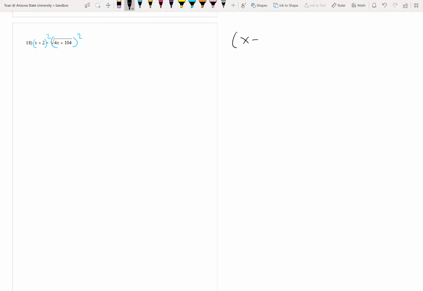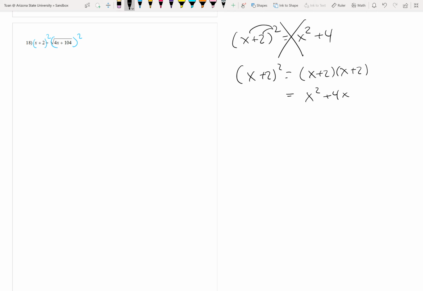I saw a lot of people make this mistake. Oh, I'm going to distribute the 2, so that's x squared plus 4. This is bad. You cannot use the power property of exponents if there are pluses or minuses on the inside. You actually have to write it out twice or use the special pattern. Either way, this should be x squared plus 4x plus 4. So this should be the left side of the equation, equaling, when you square root, the radical goes away, so it's just a regular 4x plus 104.